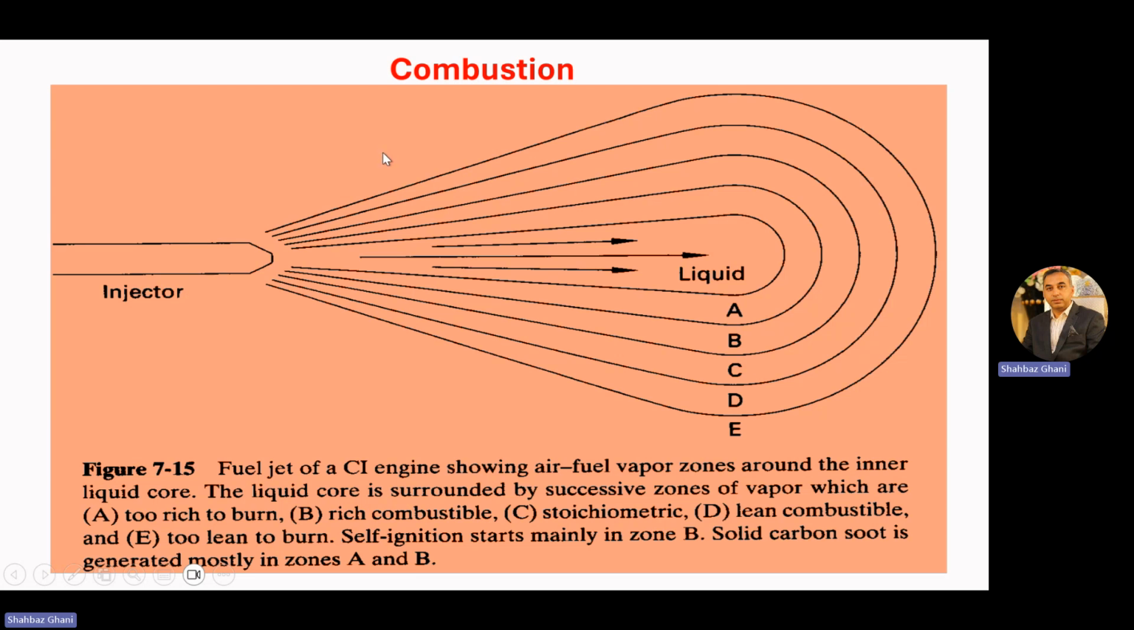Okay, but it is compressed with high temperature and high pressure. Self-ignition starts mainly in zone B. Zone B is your rich combustible area. Solid carbon soot is generated mostly in zone A and B. A is too rich to burn and B is rich combustible. So B is the region in which we get the self-ignition, and solid carbon soot is generated mostly in zones A and B due to the large amount of hydrocarbon present with respect to the air.